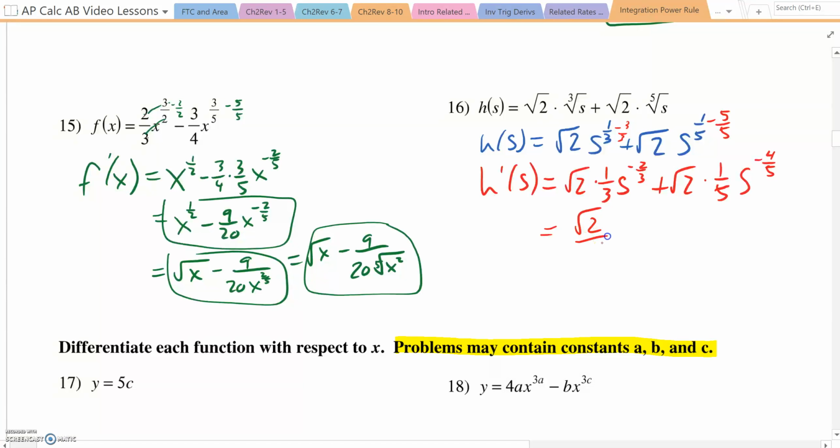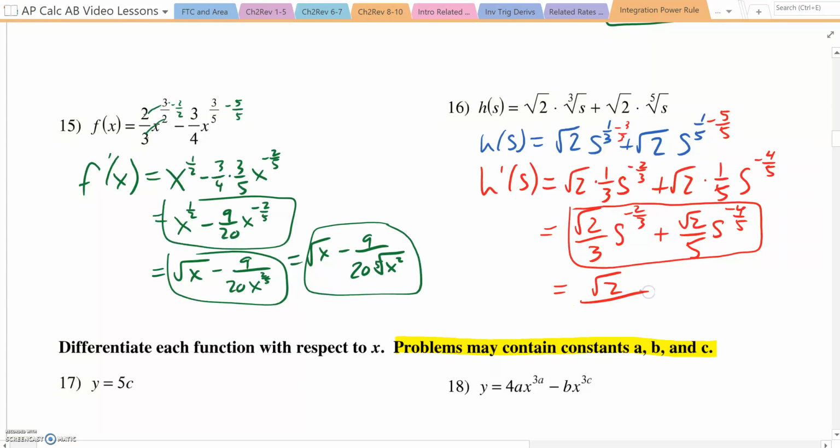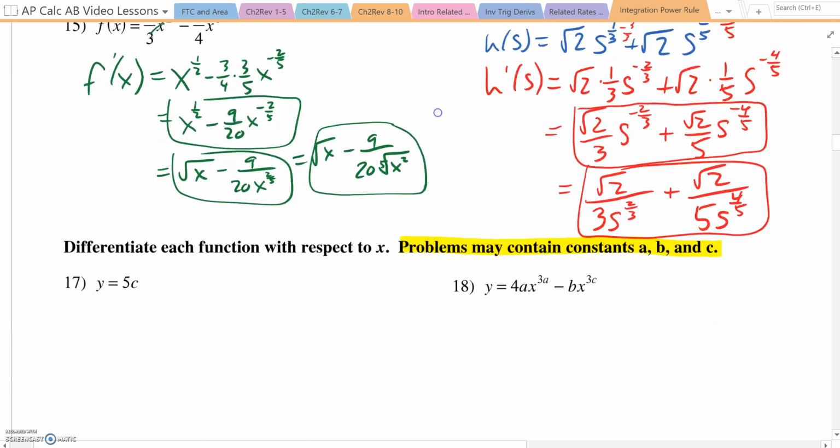This one's kind of gross. But let's go rad 2 over 3, s to the negative 2/3, plus rad 2 over 5, s to the negative 4/5. That's a great final answer right there. Again, you could do other stuff. We could go rad 2 on top, 3s to the 2/3 on the bottom, and then you would go rad 2 over 5s to the 4/5. I'm not going to write the bottoms in radicals, but you can imagine, or you can try it yourself.